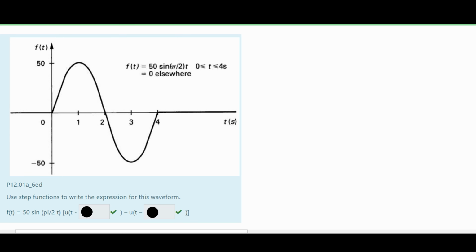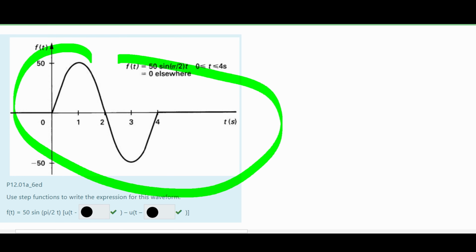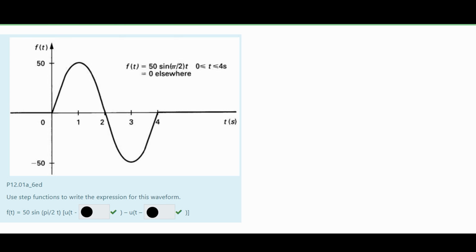In this problem, we have the following graph right here, and what we're going to do with it is find the expression for the waveform using the step functions. The step function looks something like this, where we have our f of t being equal to our mx plus b, and this is the slope, and this is basically y is equal to mx plus b. So this is really kind of like the slope.